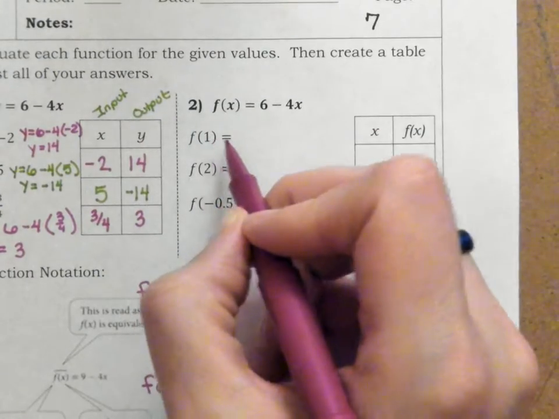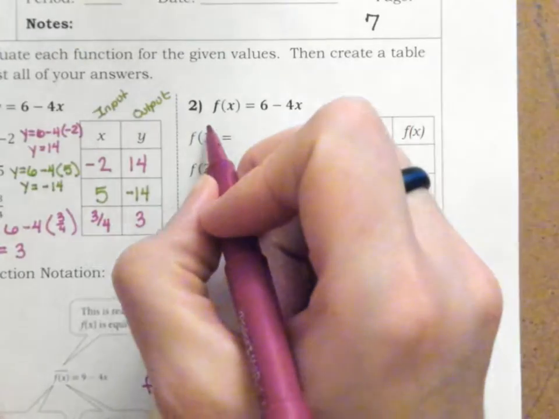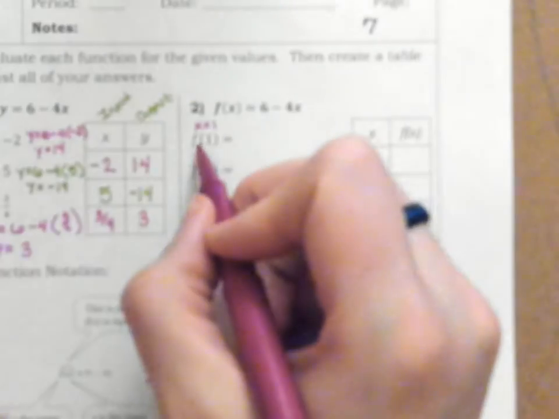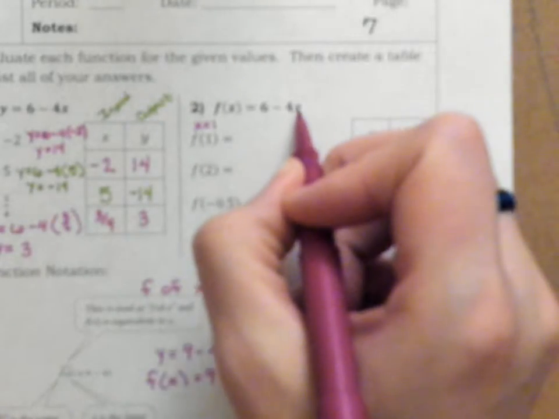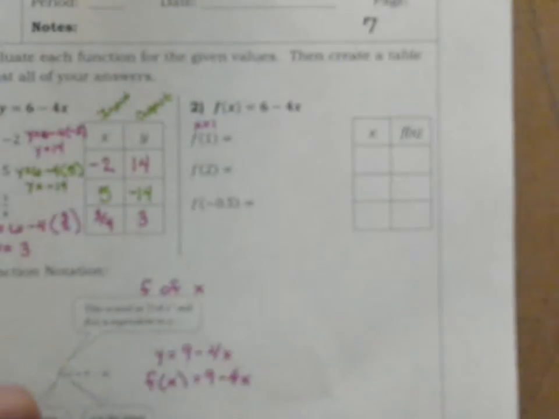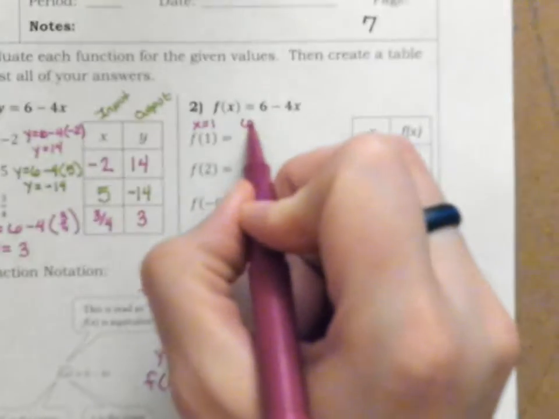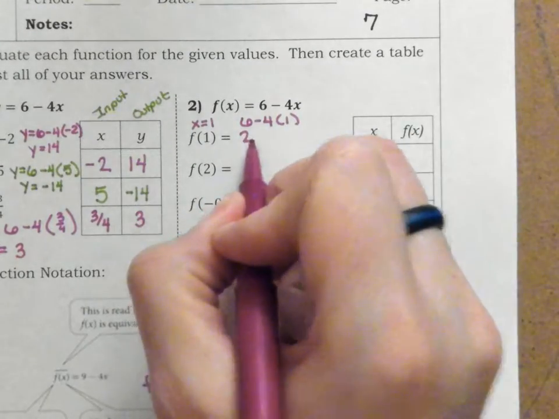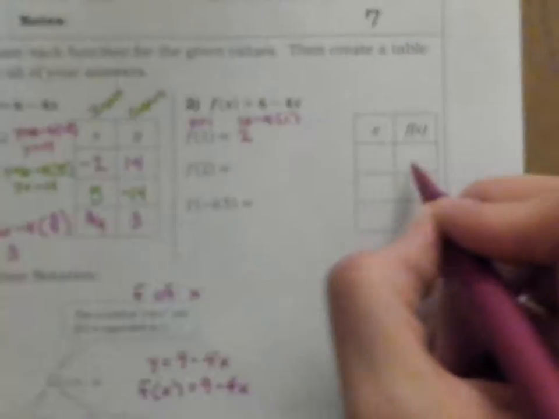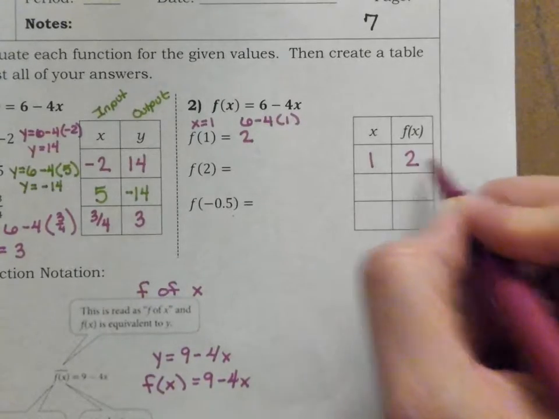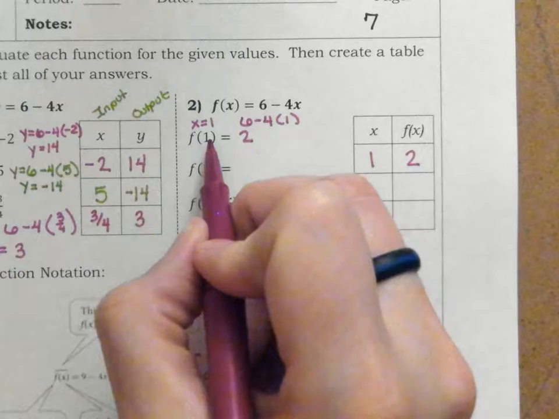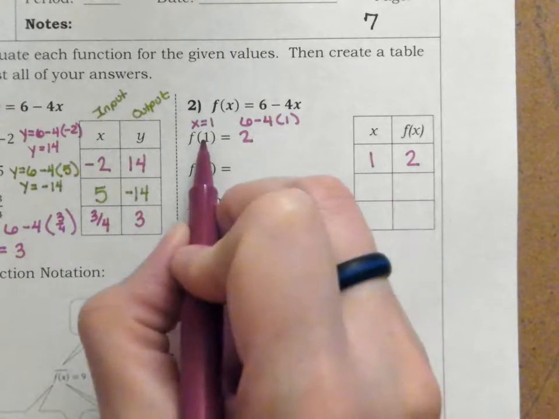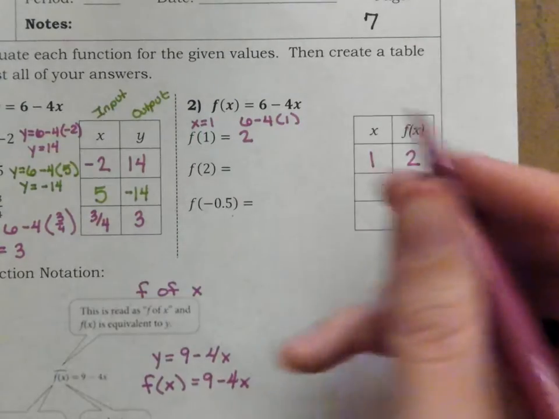So f of 1 means x equals 1, and I'm going to plug 1 in for x. So 6 minus 4 times 1, which is going to give me 2. So my ordered pair is (1, 2). The whole thing is your y. The inside is your x.